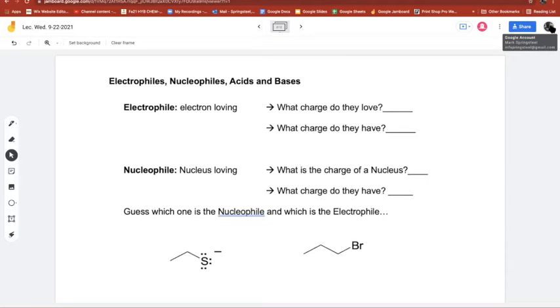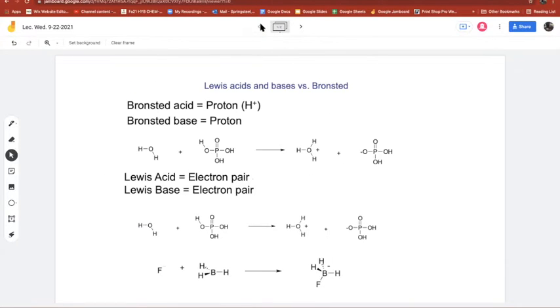All right, so here we go. Electrophiles and nucleophiles. I'm going to back this up. Boom. I want to go to this one. Bronsted acids and bases. So a Bronsted acid is defined as a proton acceptor or donor. Anybody remember?